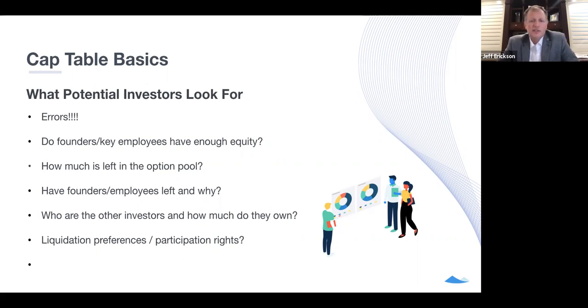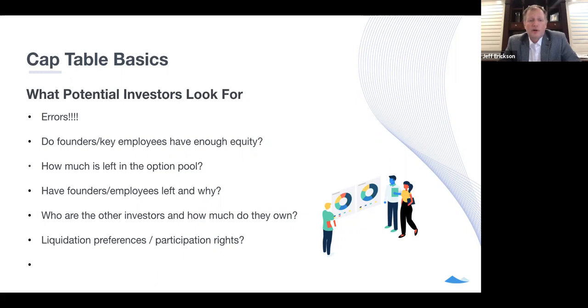They'll also be interested to see if there are employees that have left the company. They might ask why. It might be a co-founder that left, and they would ask, what's the story behind that? Well, that's going to show up on your cap table. The other thing that they might look for is who else is invested in the company and how much do they own? If they see unreputable investors on your cap table, that's going to throw up red flags and they might shy away from that investment. On the flip side, if they see some really good investors that they want to be associated with, then absolutely, that probably gives you a good data point to invest in that company.